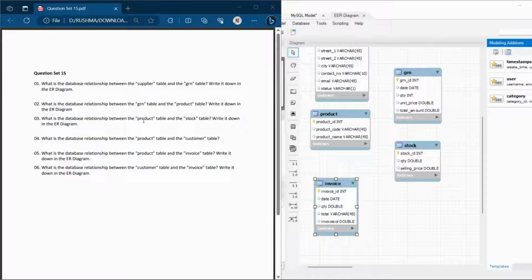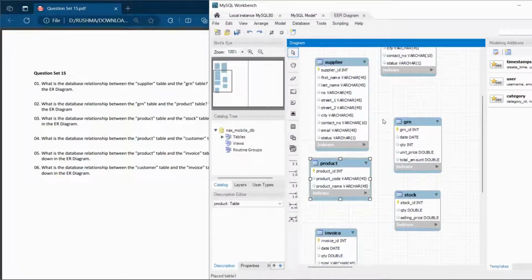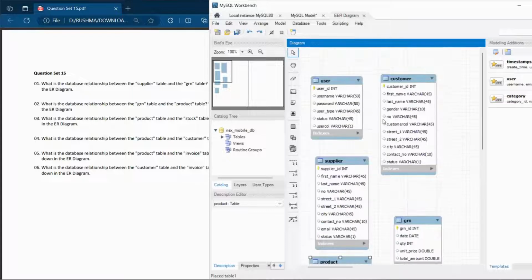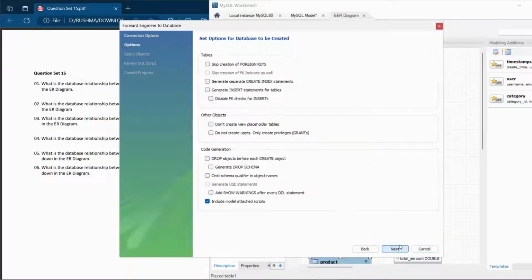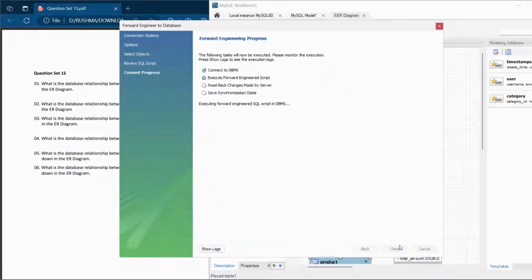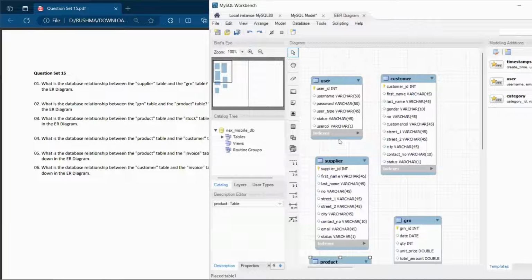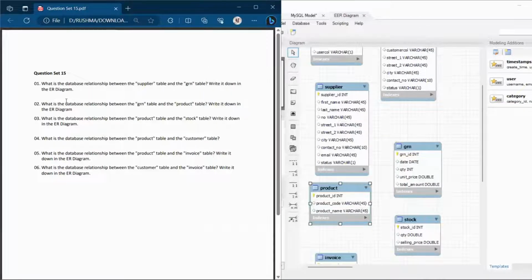So today we are going to discuss question set 15, and we have 6 questions in question set 15. All this time we were making tables using ER diagram, but we did not forward engineer it. So now I am going to go to database and click forward engineer, and I'm going to save this database. It says forward engineer finished successfully, so I'm going to close this. And now I have my database saved already. So now it's time for us to look at these questions.